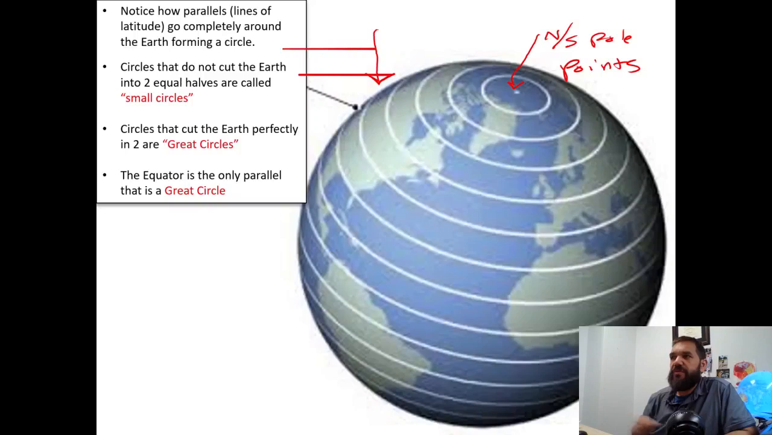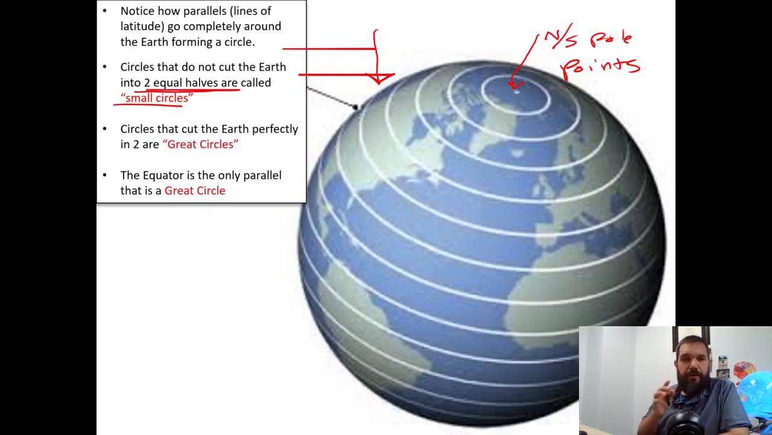So circles that do not cut the Earth into two equal halves we call small circles. So I want you to notice that if we were to cut the Earth, now here's another thing, basic geometry. Whenever you cut a sphere, you always produce a circle. Okay, so the cut that you make is a circle.